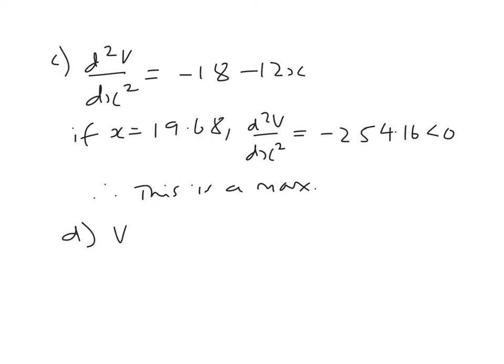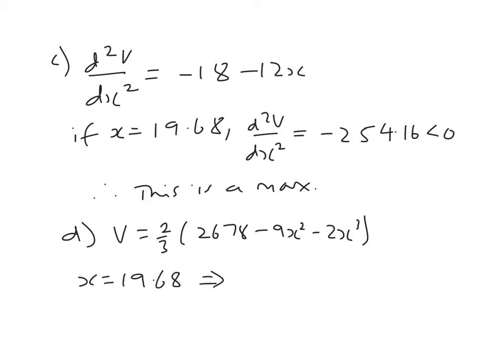So the value for V, if you remember, is 2/3 times 2678x minus 9x squared minus 2x cubed. Let's substitute x is 19.68 into there. So if x is 19.68, V works out to be 22648.7 cubic centimetres. And that's to 1 decimal place.